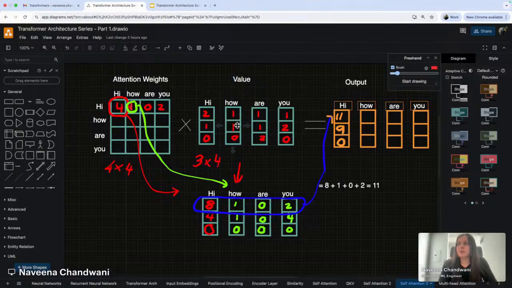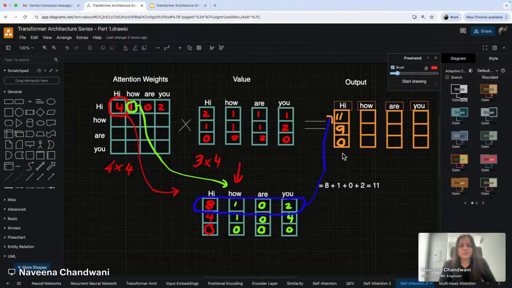Then similarly for the next word, how. High's attention to how is 1, and then you multiply 1 with each element here, so you get back the same values for how. And similarly for R and U by multiplying by 0 and 2 respectively. And then you add these up. So 8 plus 1 plus 0 plus 2 is equal to 11, and that becomes your first element. And similarly, you add for the next elements and you get your attention encoded vector for high populated here.